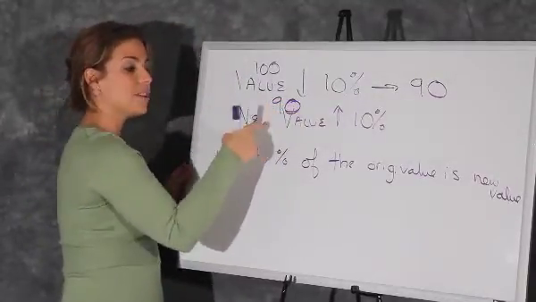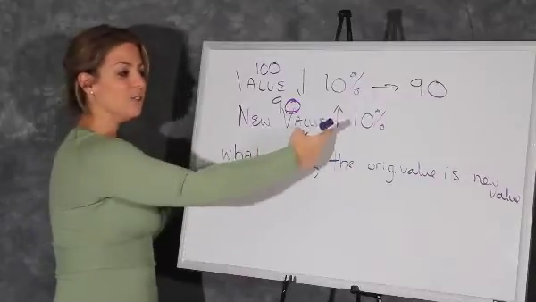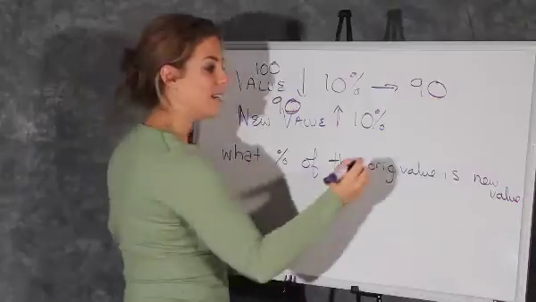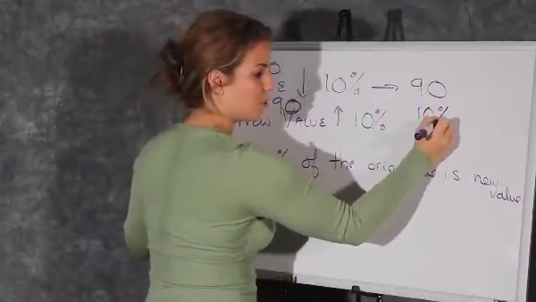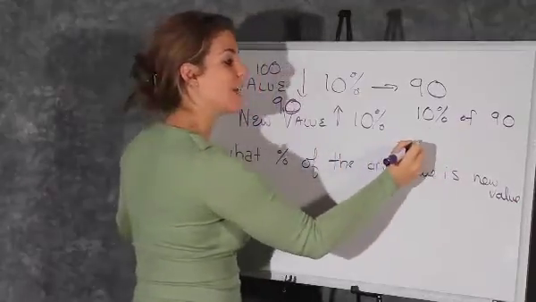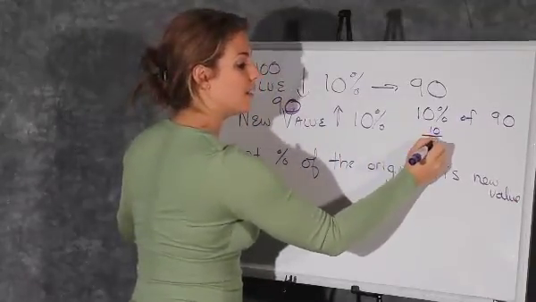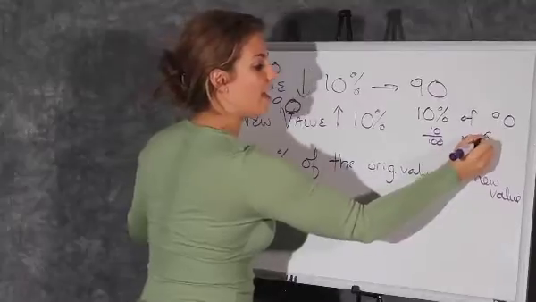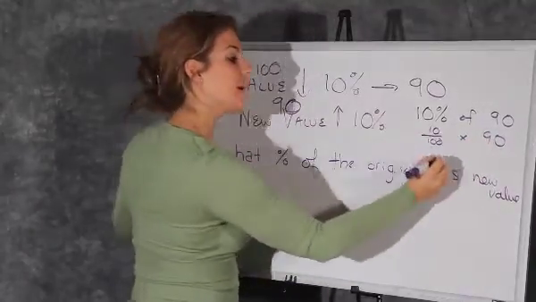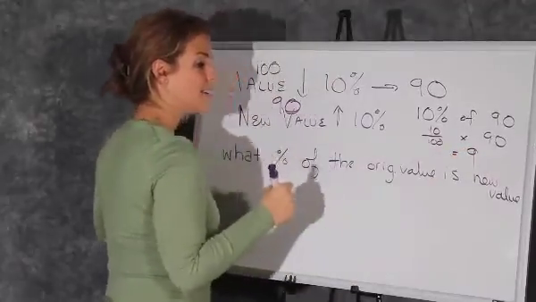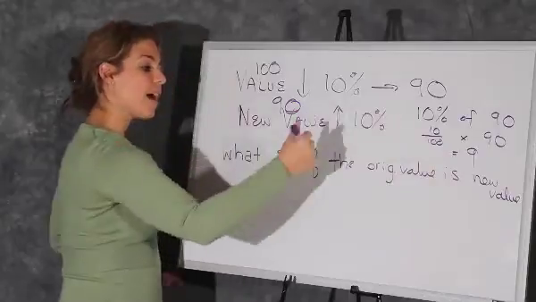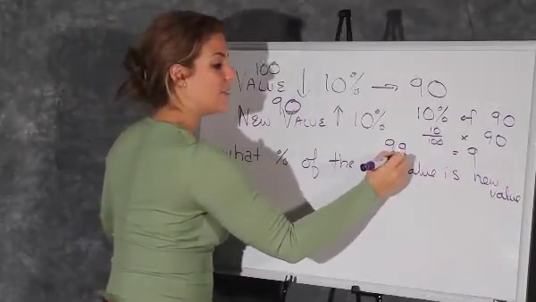Then it tells us that the new value, 90, is increased by 10%. So now we have to get 10% of 90. If we just translate this, we get 10 over 100, of is multiply, and then 90. So if we type that into our calculator, we end up with 9. So if 90 is increased by 9, that new value is 99.